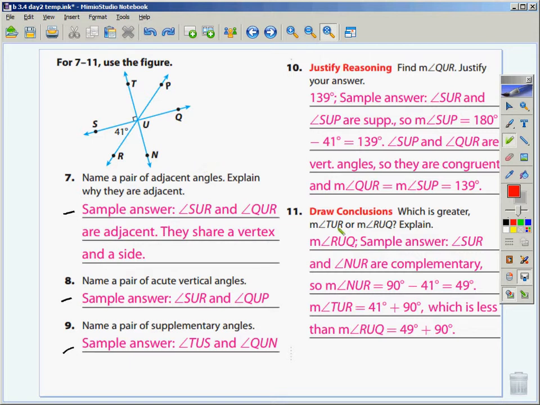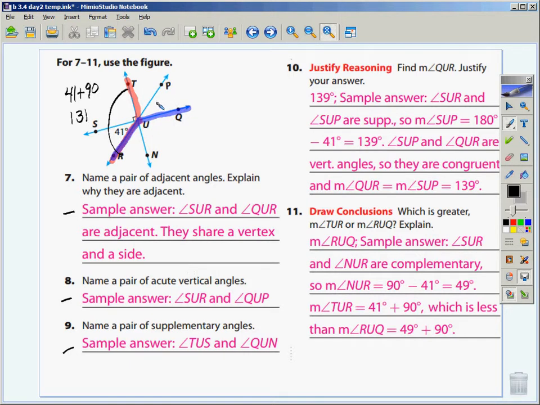Number 11. They're asking which is greater, TUR or RUQ. TUR is here, or RUQ, which is here. I can actually calculate how big this one is. This is 41 degrees, and this is 90. So this angle was 41 plus 90, or 131 degrees. You with me that far?